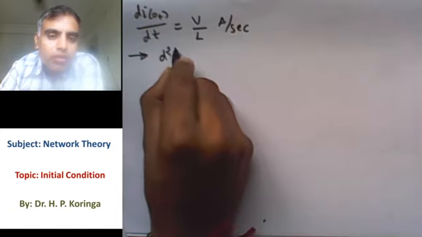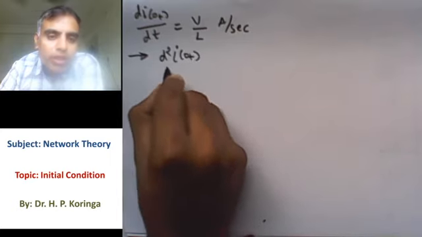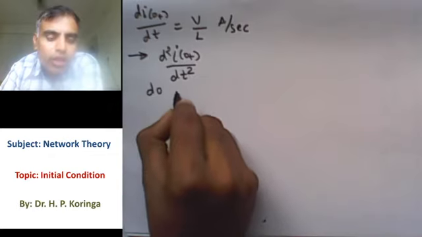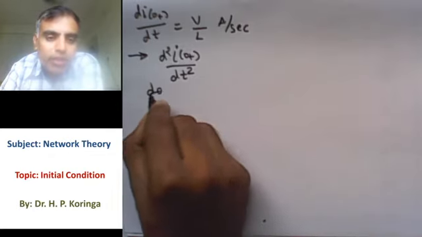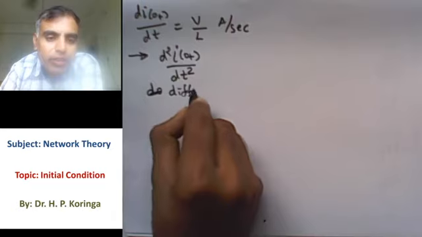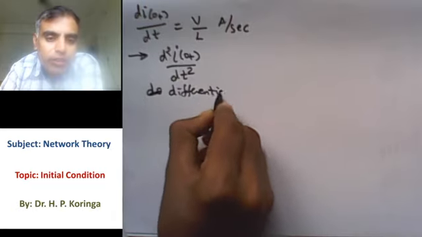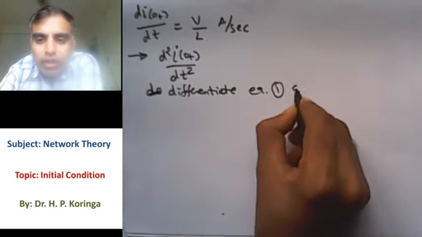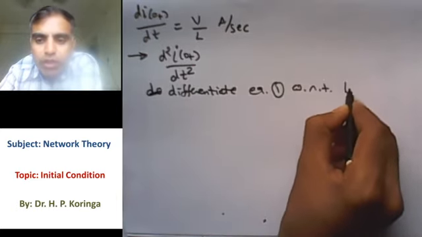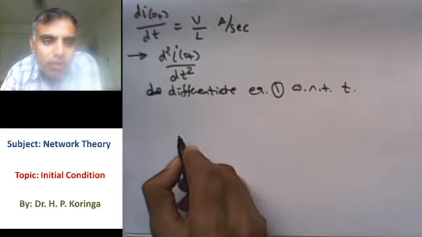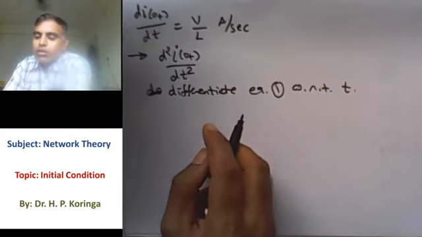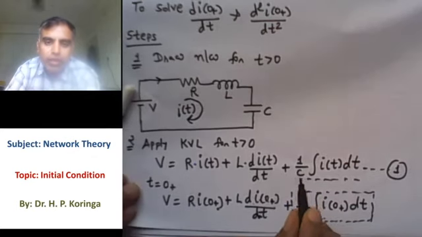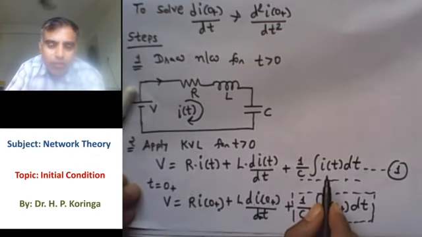Now to find d square I0 plus divided by dt square, differentiate equation 1 with respect to t. So what is equation 1? This is our equation 1. Let's do the differentiation of equation 1.